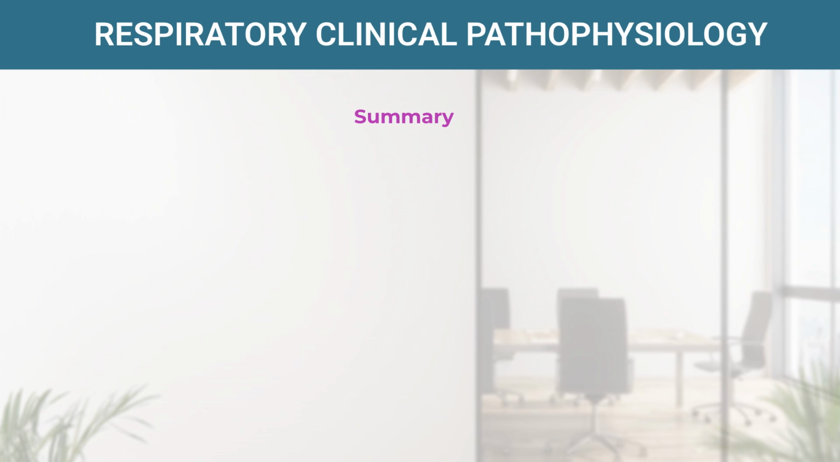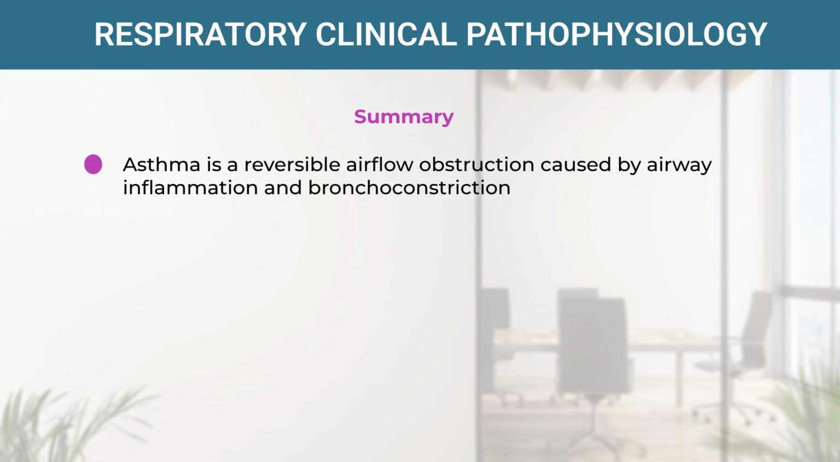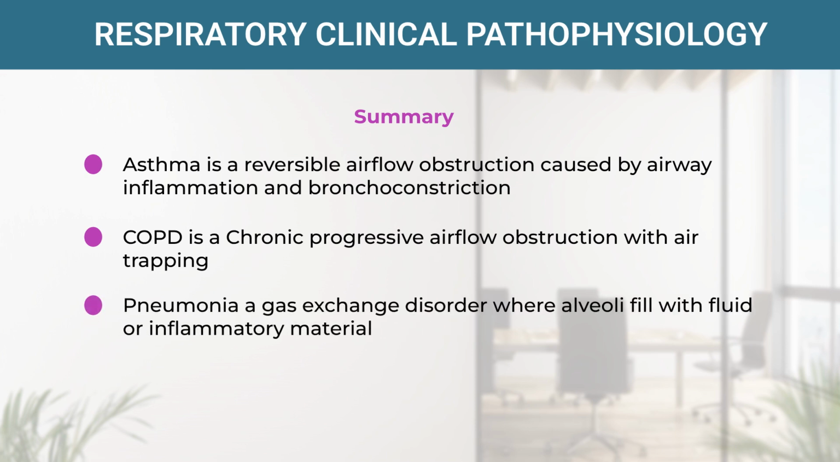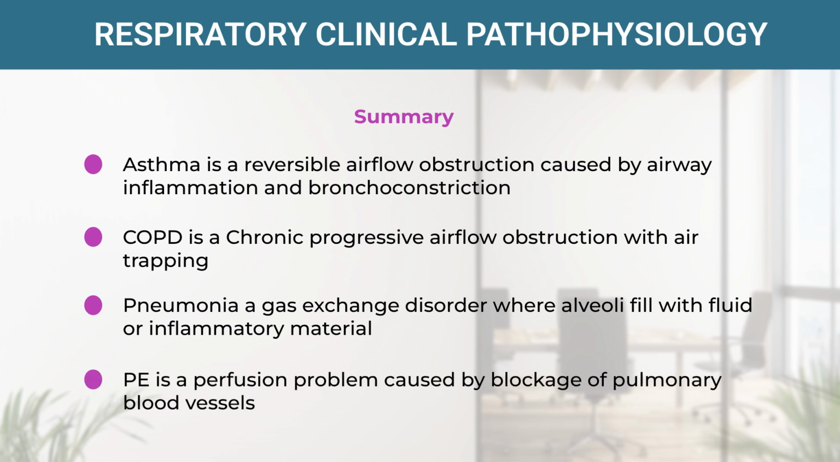In summary, we said asthma is a reversible airflow obstruction caused by airway inflammation and bronchoconstriction. Chronic obstructive pulmonary disease is a chronic progressive airflow obstruction with air trapping. Pneumonia is a gas exchange disorder where alveoli fill with fluid or inflammatory material. And pulmonary embolism is a perfusion problem caused by blockage of pulmonary blood vessels.